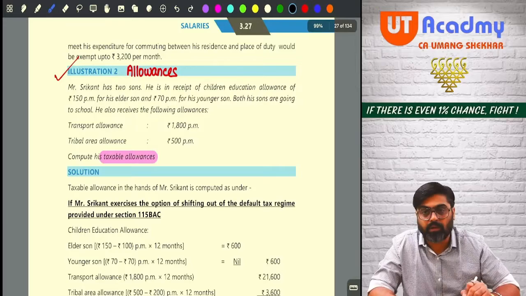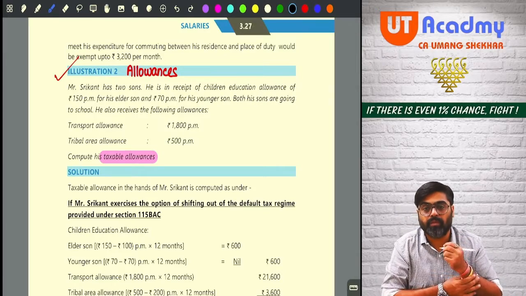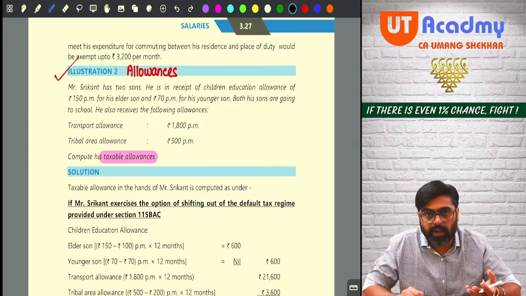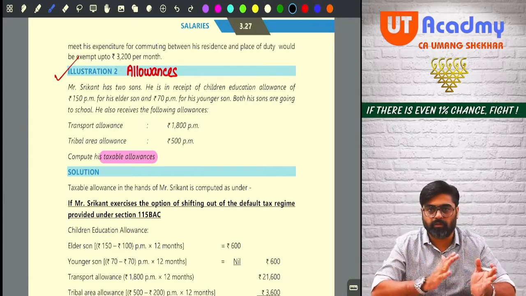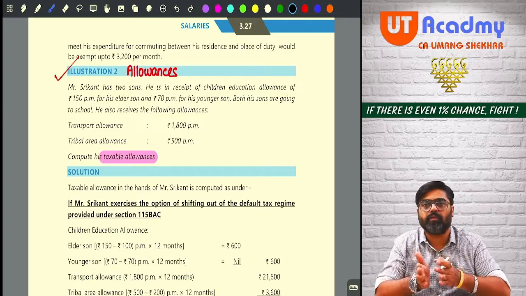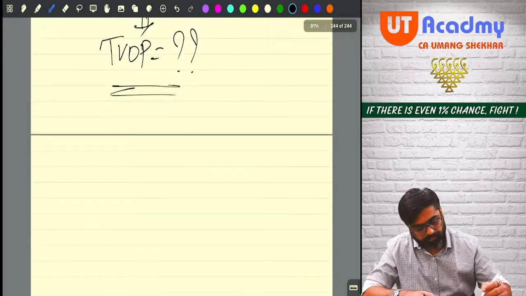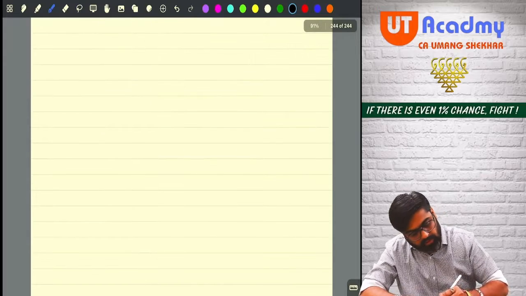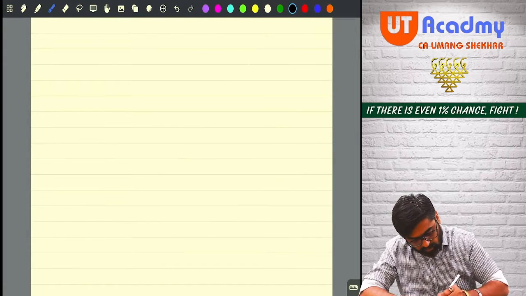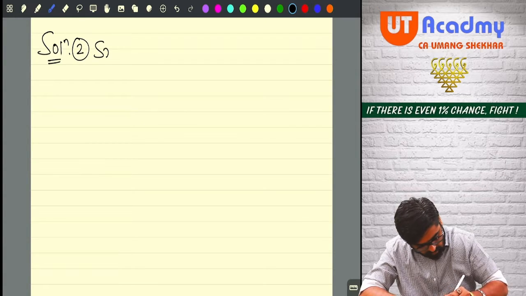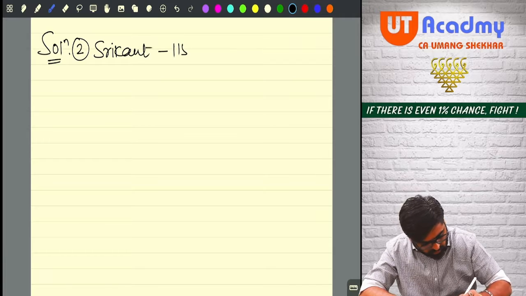They have not mentioned whether Shrikant is following 115BAC or not following 115BAC. So we will be calculating our answers in both ways. What if he is following 115BAC? What if he is not following 115BAC? Okay. Now let's say Shrikant is not following 115BAC. First of all, not following 115BAC.